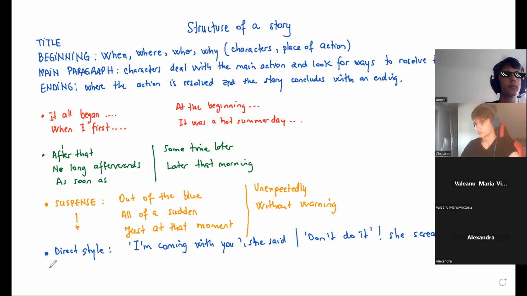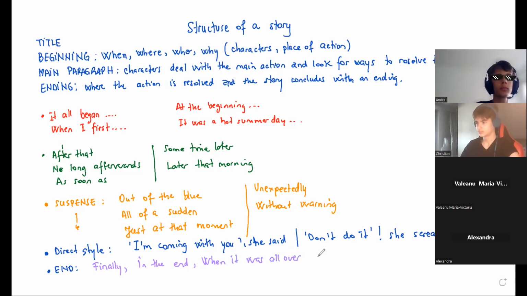How do we end the story? And I have some formulas too. So then which one shall I use? You say, finally, in the end, when it was all over, after everything that happened, choose one.